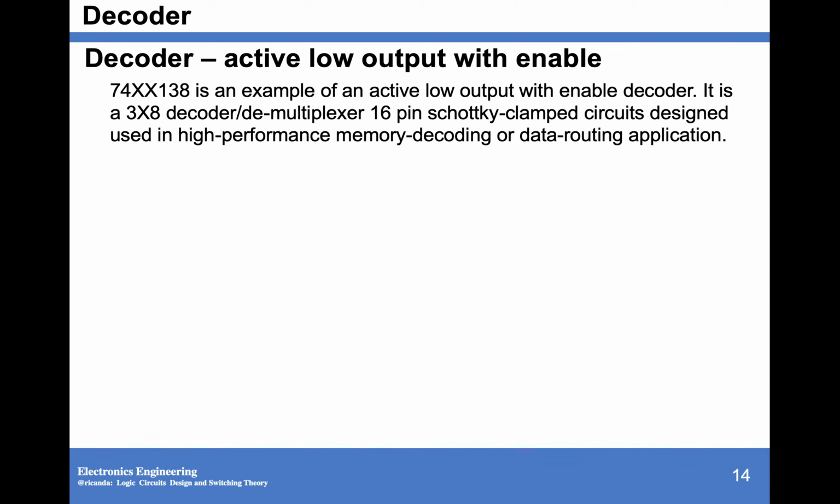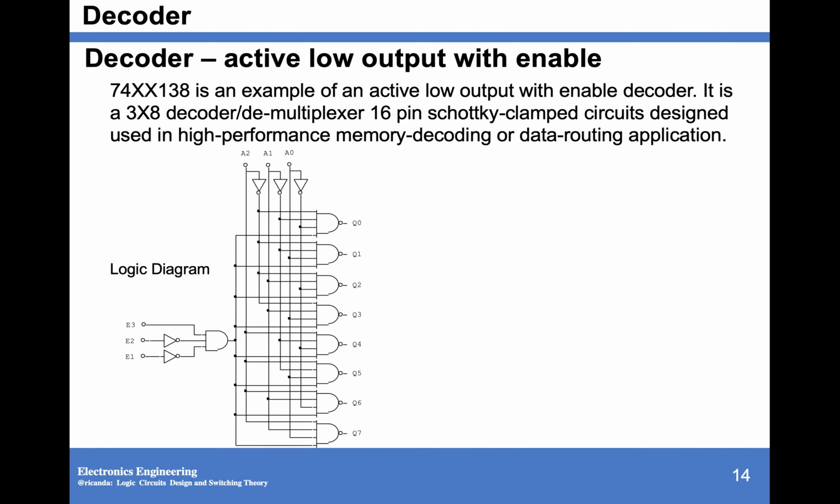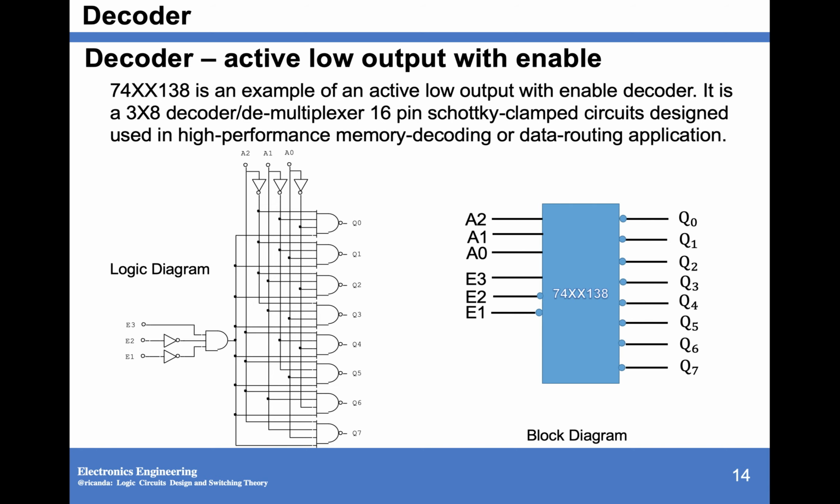So for an IC, a low active 3 by 8 decoder is called a 74138. This is the logic diagram, and this is the block diagram of your IC. There are 3 enables in your 138: E3, E2, and E1. E3 is active high, E2 and E1 are active low. So they should be connected to ground if we have to use this as a decoder, and E3 must be connected to high.